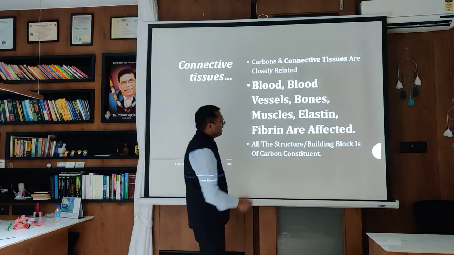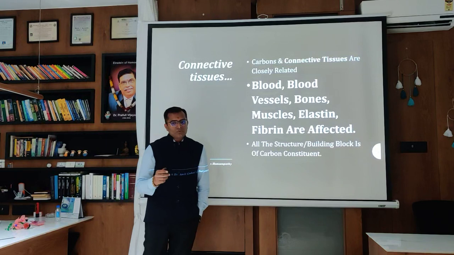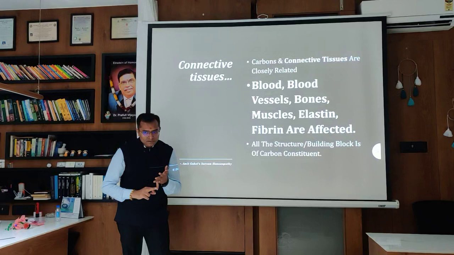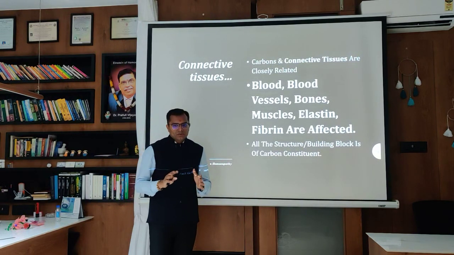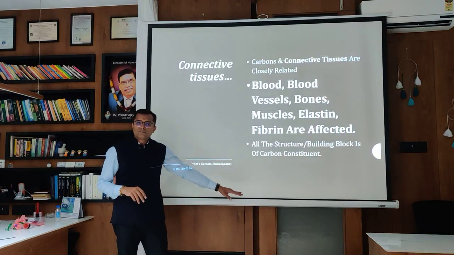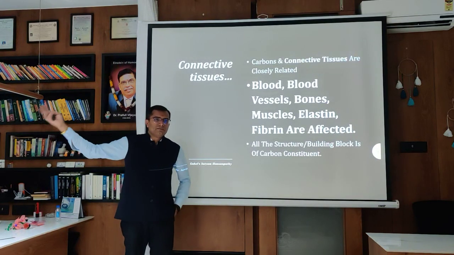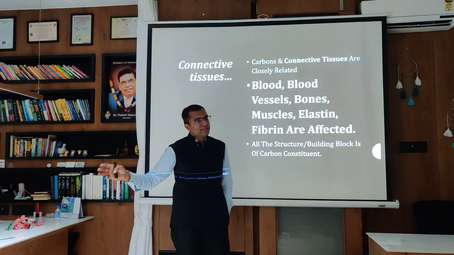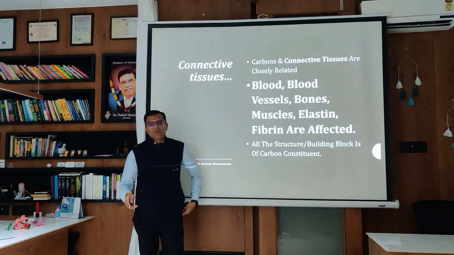So now what happened? It happened everything at connective tissue levels. So carbon acts on connective tissue and on the blood vessels, bones, muscles; elastin and fibrin are affected. So all the structures or building blocks of the carbon. Because carbon is a component of everything, the carbon is there everywhere, as we learned in the first slide: it is naturally abundant in every organic and inorganic cell. So this is what happens in most of the components.